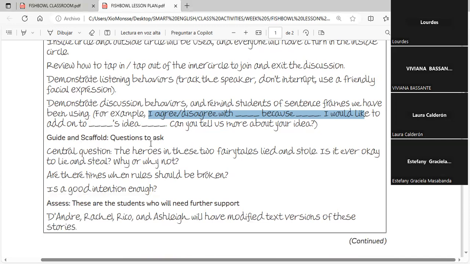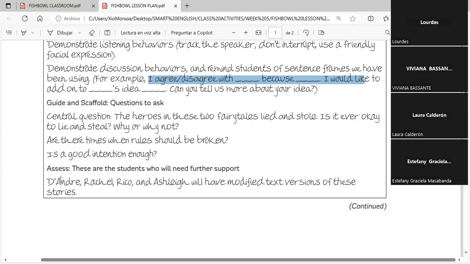Guide and a skillful question to ask. Central question: the heroes in these two fairy tales lied and stole. Is it ever okay? That is only an example. Assess. These are the students who will need further support.